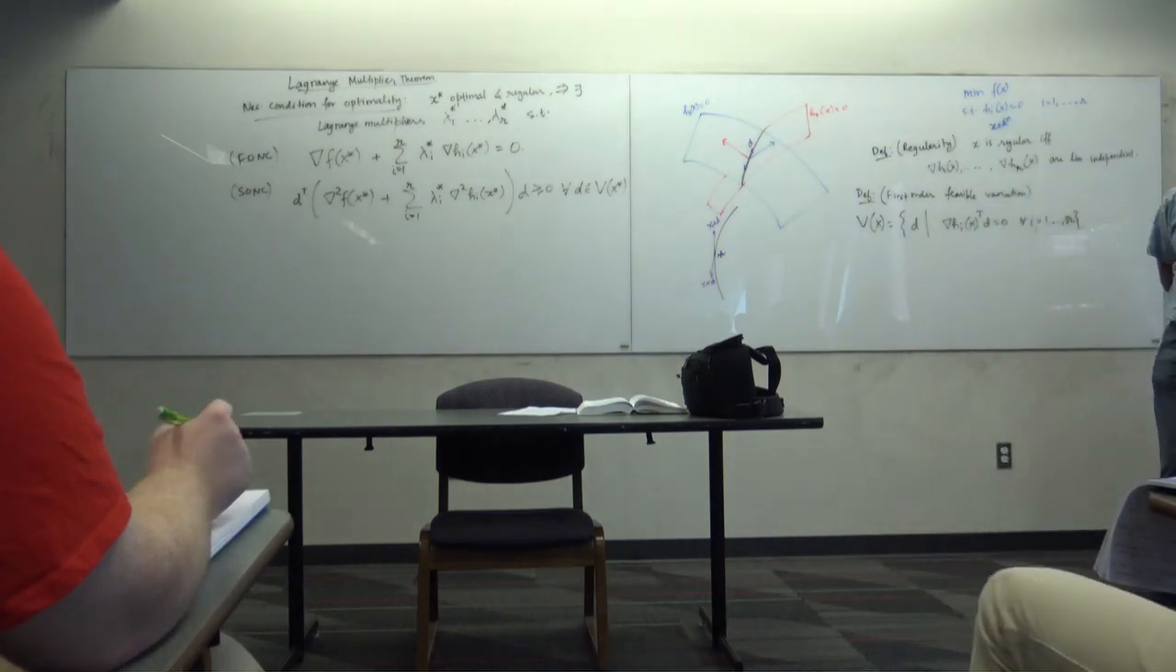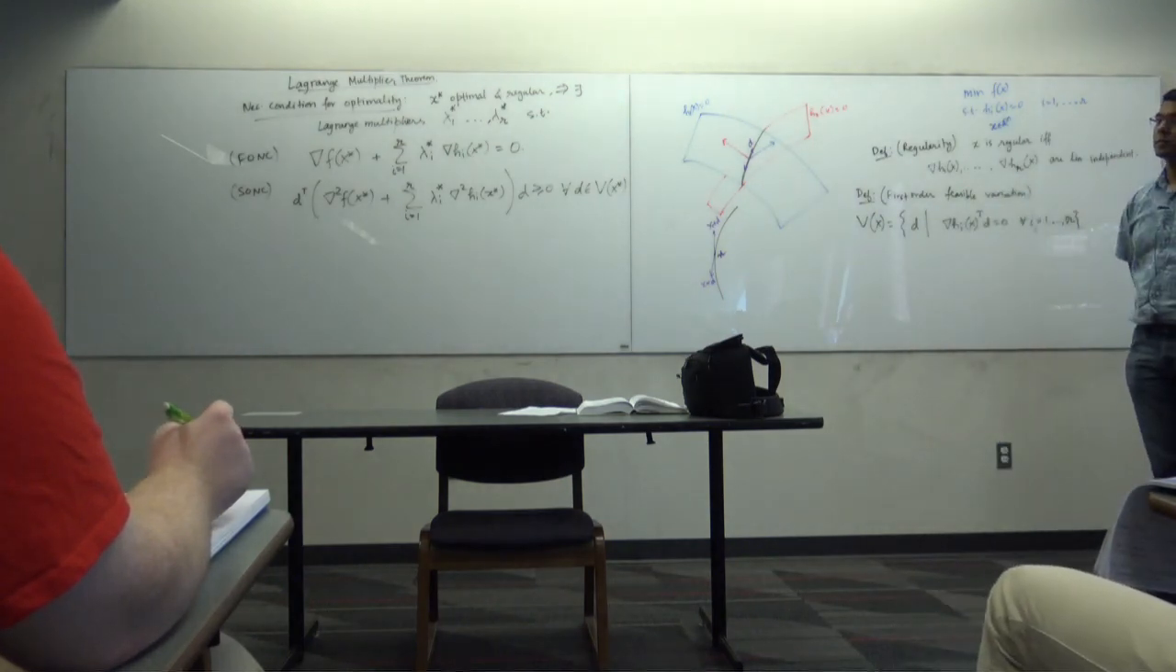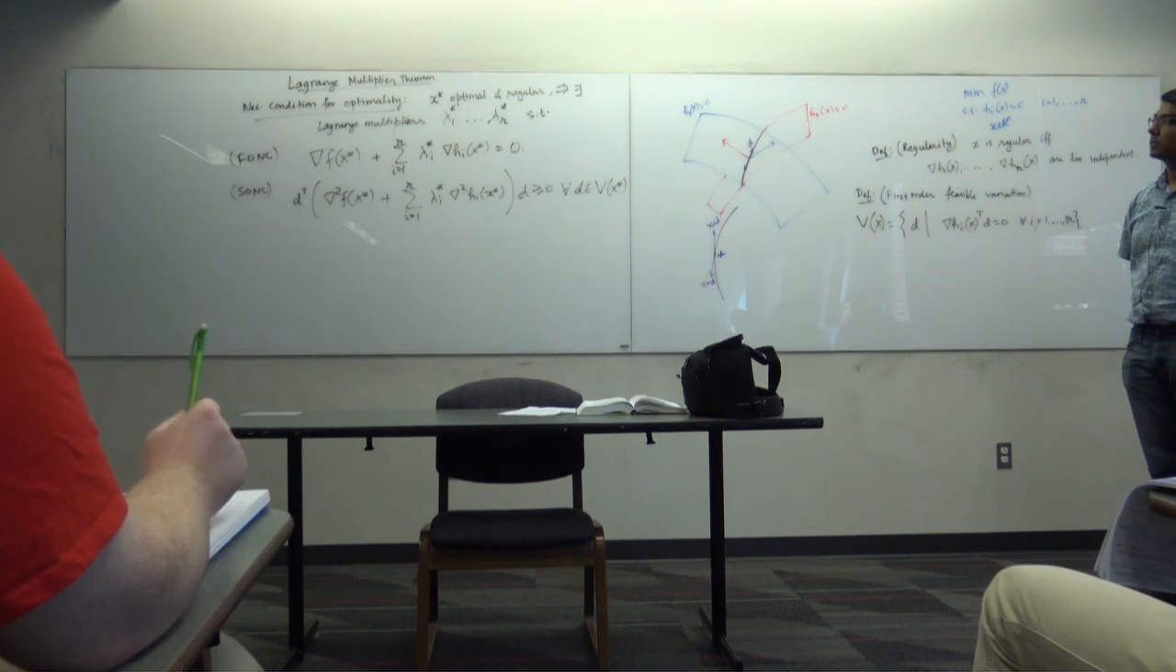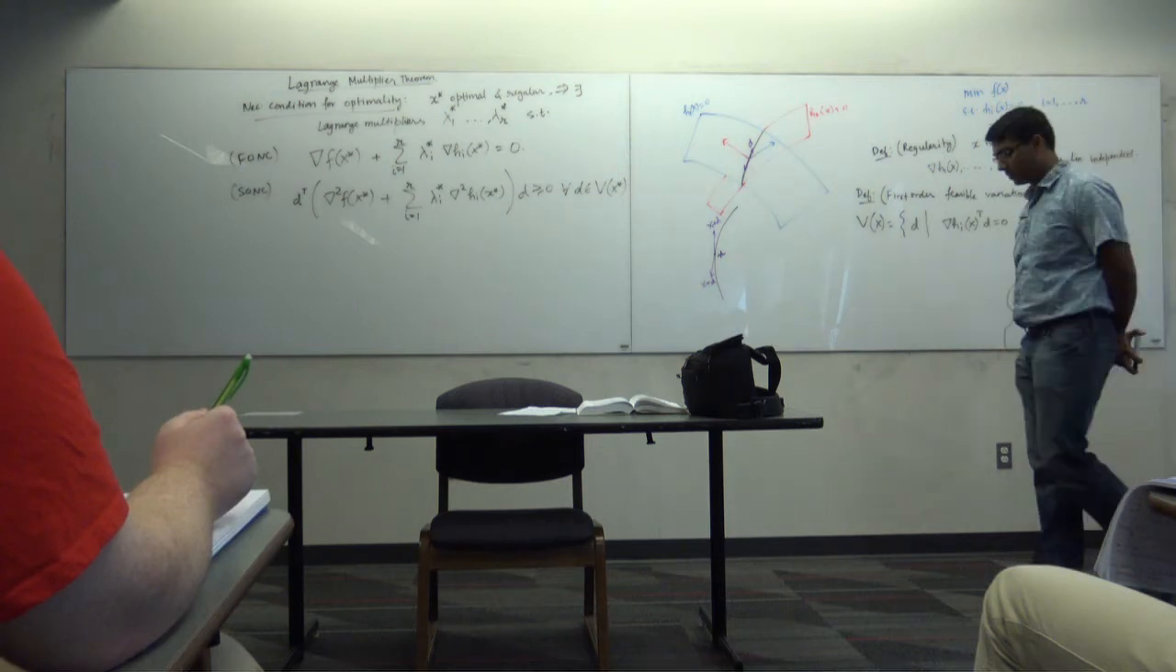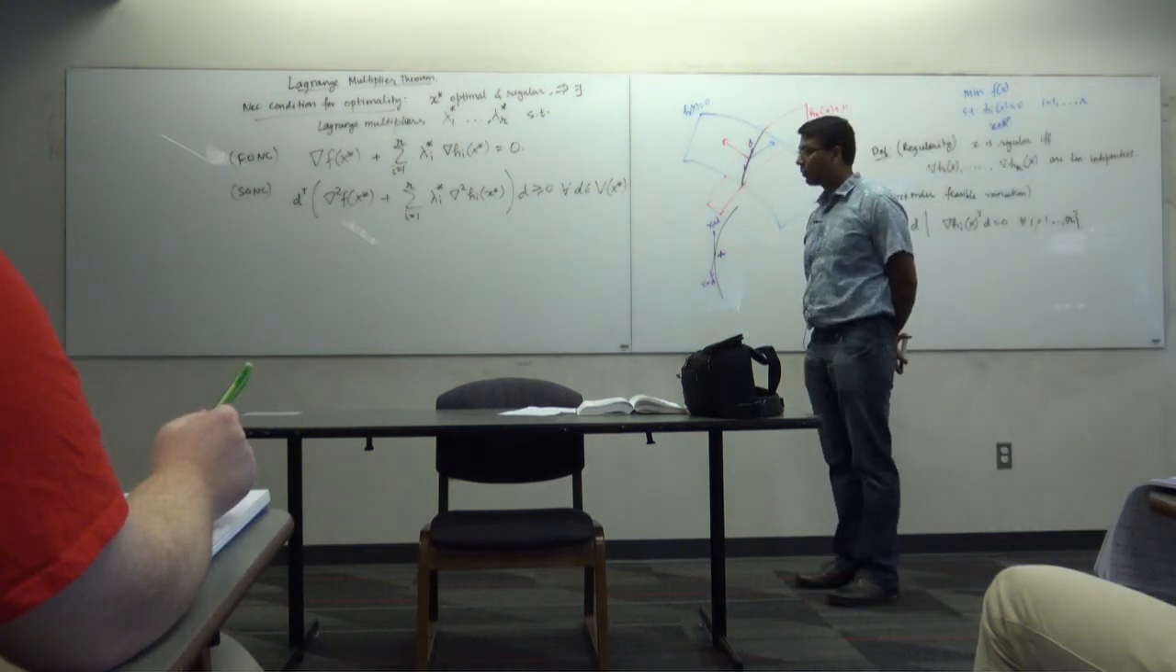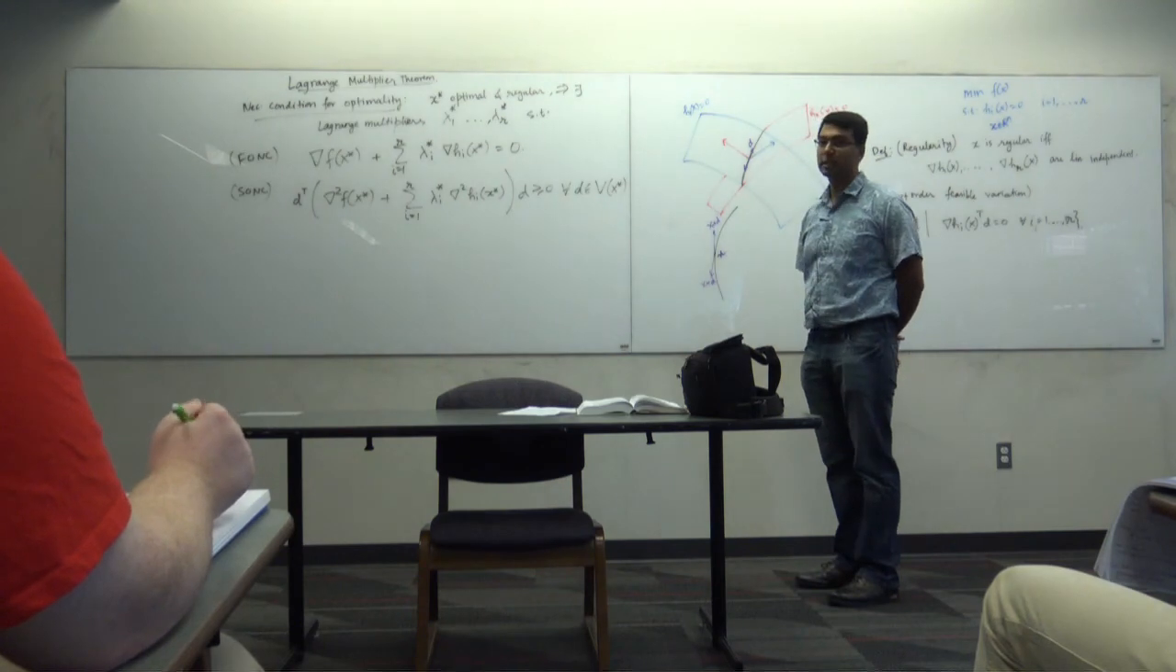Yes. And are these necessary but not sufficient conditions? Because we could generate the converse to say that we can form Lagrange multipliers and it is regular, therefore it may be optimal? I think so. I will go over the sufficient conditions later on.